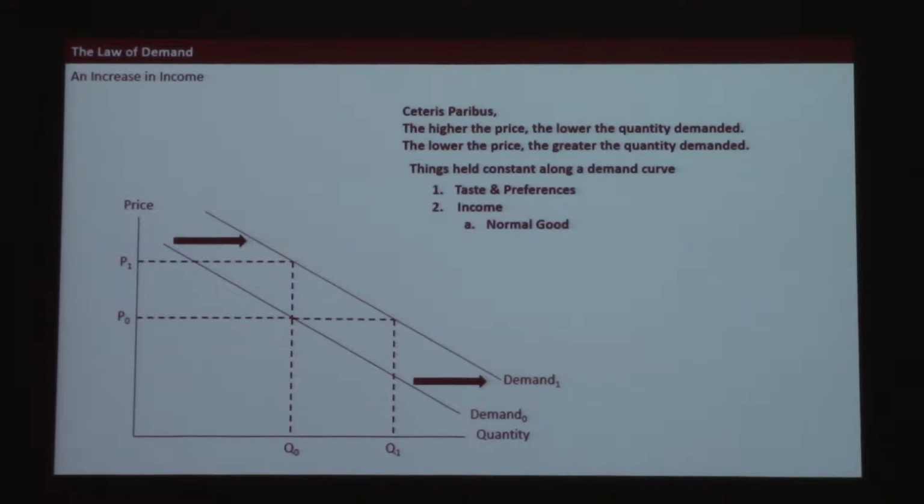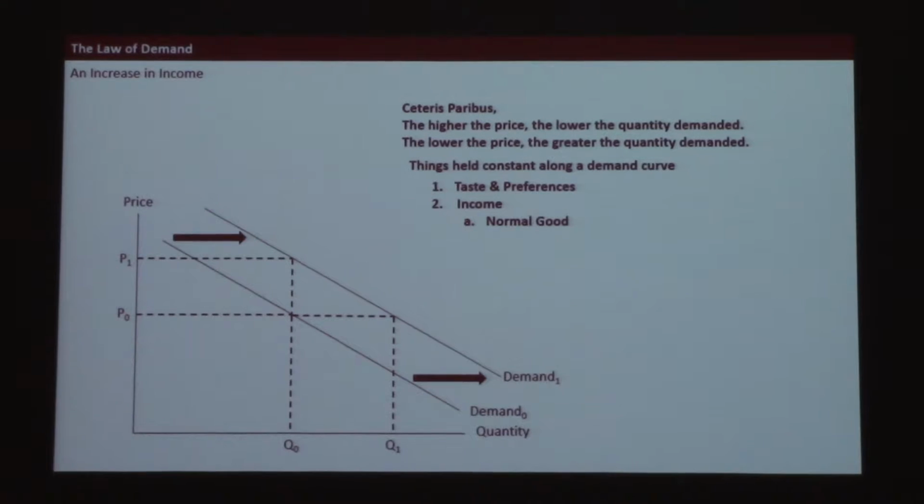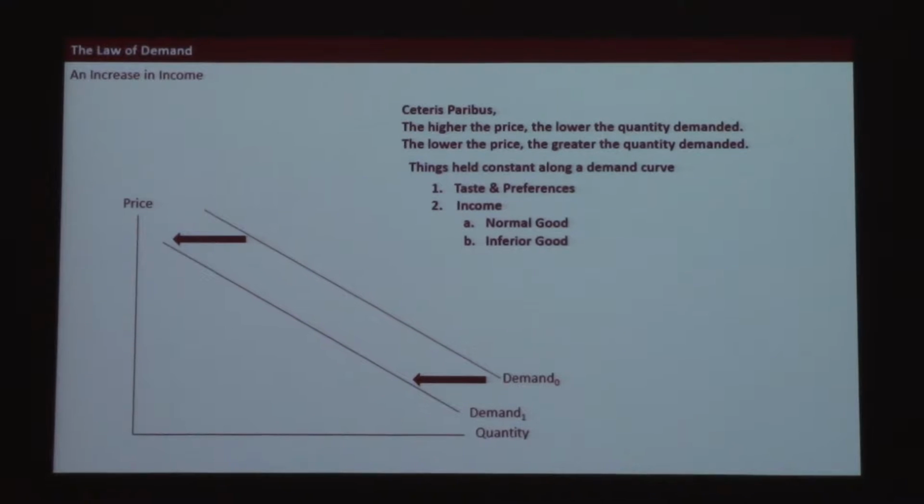And when the coefficient's negative, it's an inferior good. So when income increases, we buy less of that good. And that would be the definition of an inferior good. So inferior goods, again, are defined as goods for which, as income increases, we buy less. So it's still an increase in income, it's just that we're going to buy less of this good.